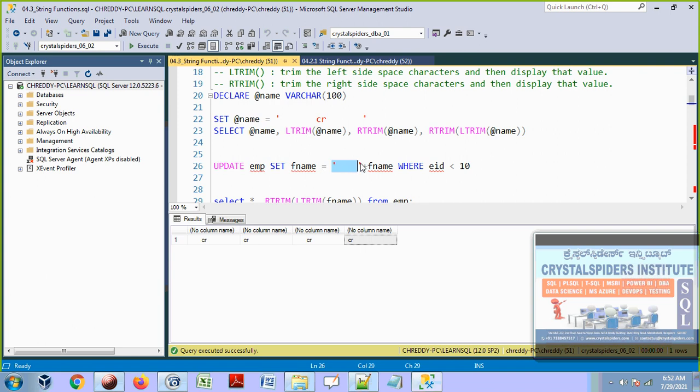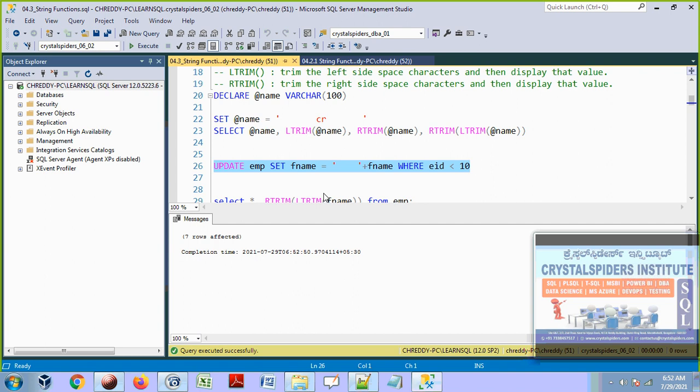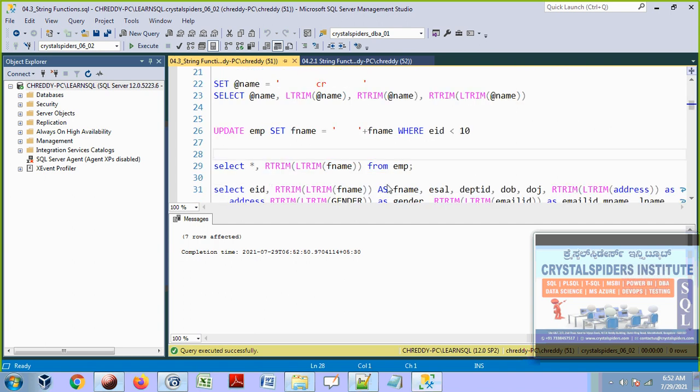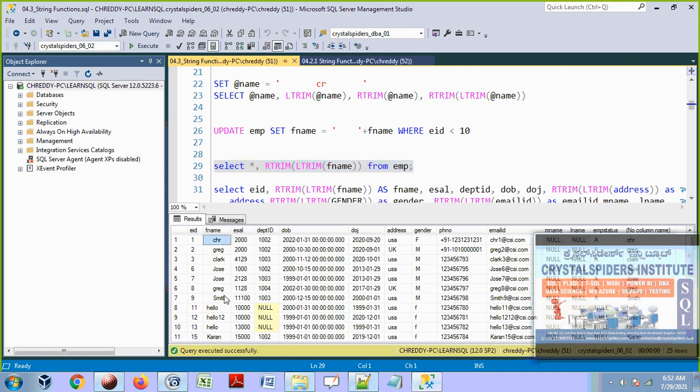I am going to put some space characters before their names. Okay, so let's execute. I am just updating some employees' names, guys. I am going to add some spaces before their names. I take their actual names, but I concatenate some spaces before their names and append that. So total 7 employees. Let's execute. You see that now these people got some space characters before their names. I just updated that just now.